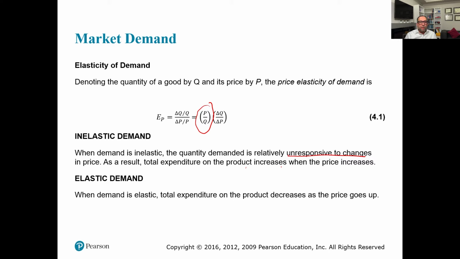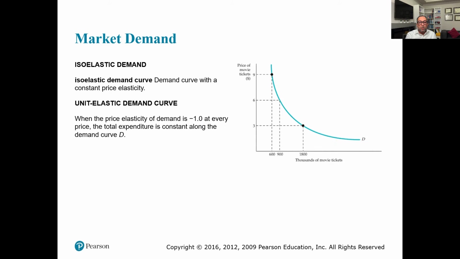On the other hand, when the demand is elastic, total expenditure on the product decreases as the price goes up, because the consumer is buying less of it. So for that reason, if the price goes up, the expenditure goes down.